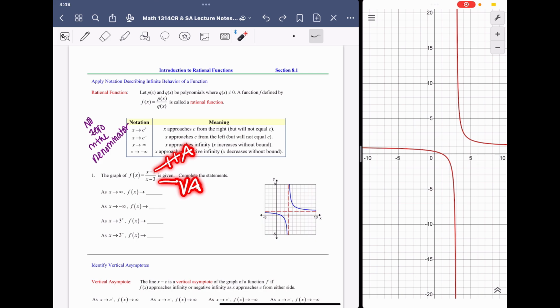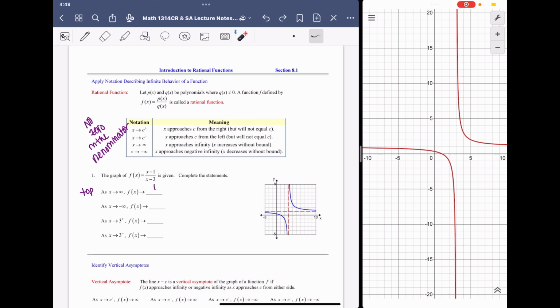So, as x approaches infinity, it wants to know what's happening at the top of the function. Where is our function going? Does it keep on going to infinity? No, we have a barrier right here, the horizontal asymptote at 1. So we're going to put 1 there.